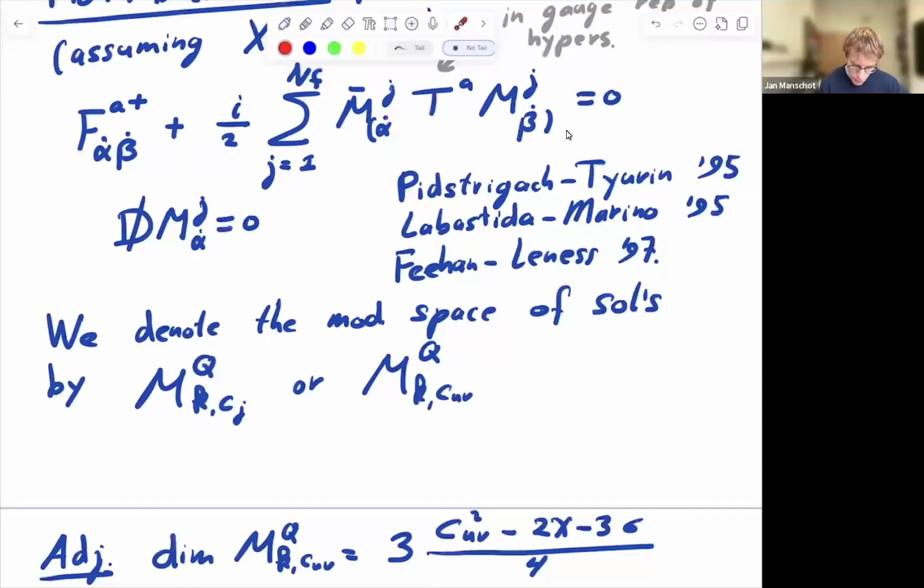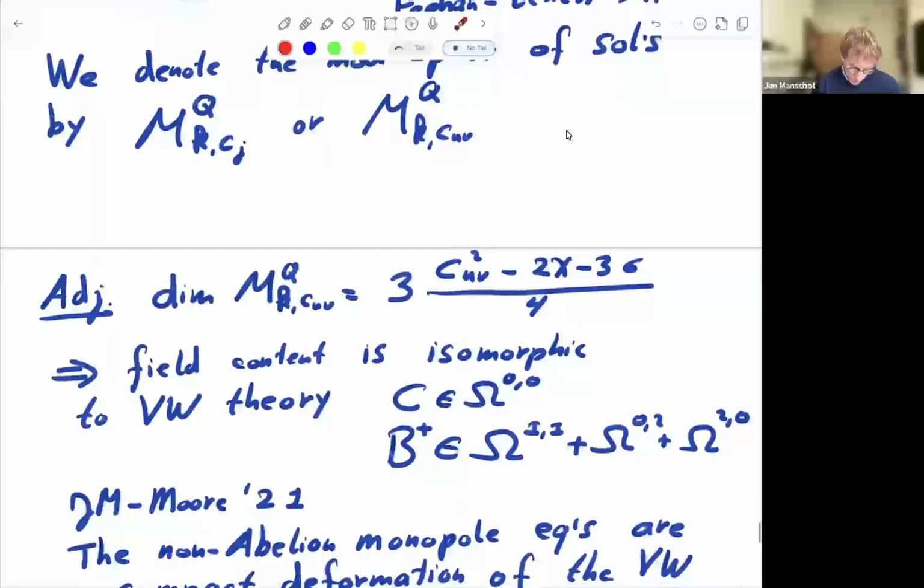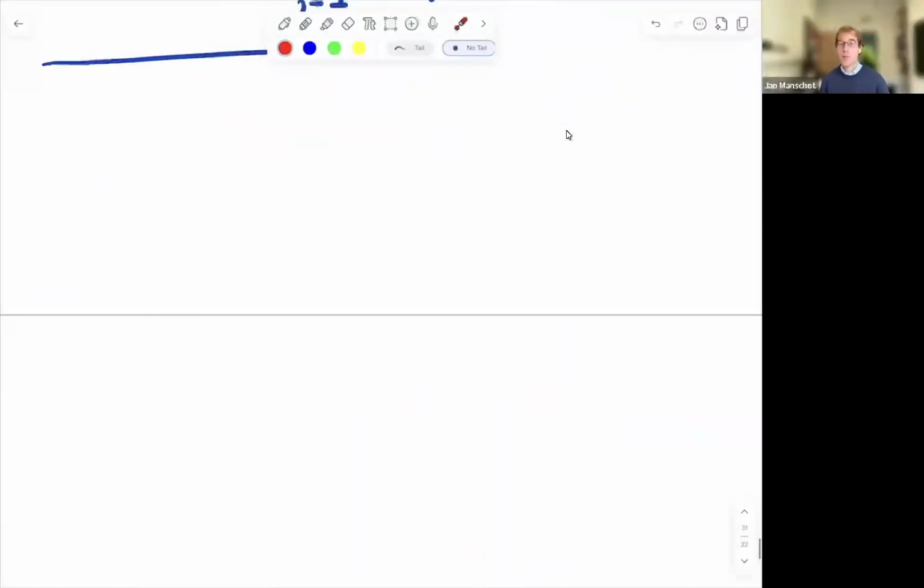C_UV for the adjoint hypermultiplet. K is still the instanton number, and here these are the fluxes of the flavor bundles. Q is just to indicate that these are the Q-fixed equations. Okay, so that's basically where we left it yesterday. Are there any questions before I continue with new material?